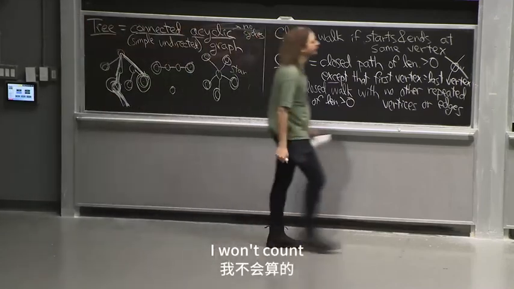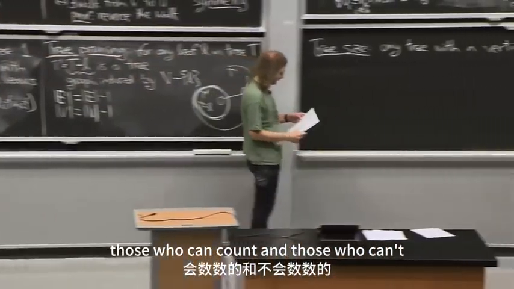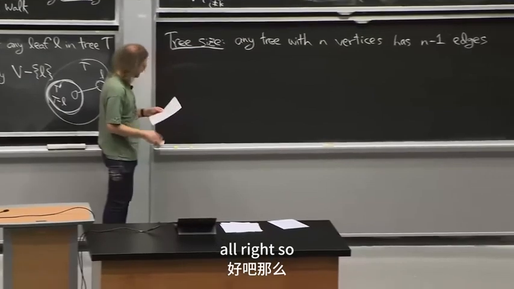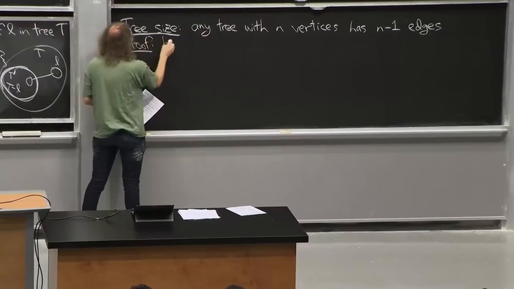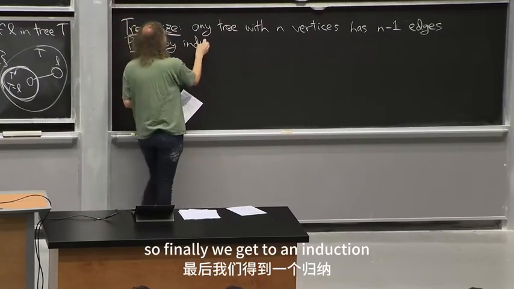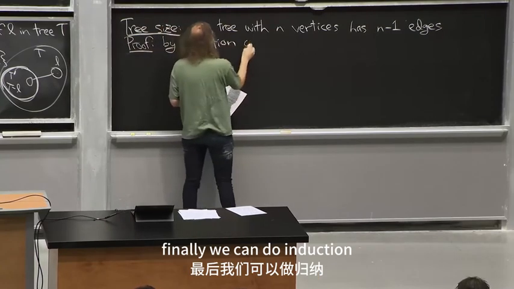I won't count. So there are 3 kinds of mathematicians in the world, those who can count and those who can't. All right. So I'm the latter kind. So finally, we get to an induction. We haven't done induction all day. It's terrible. Finally, we can do induction.